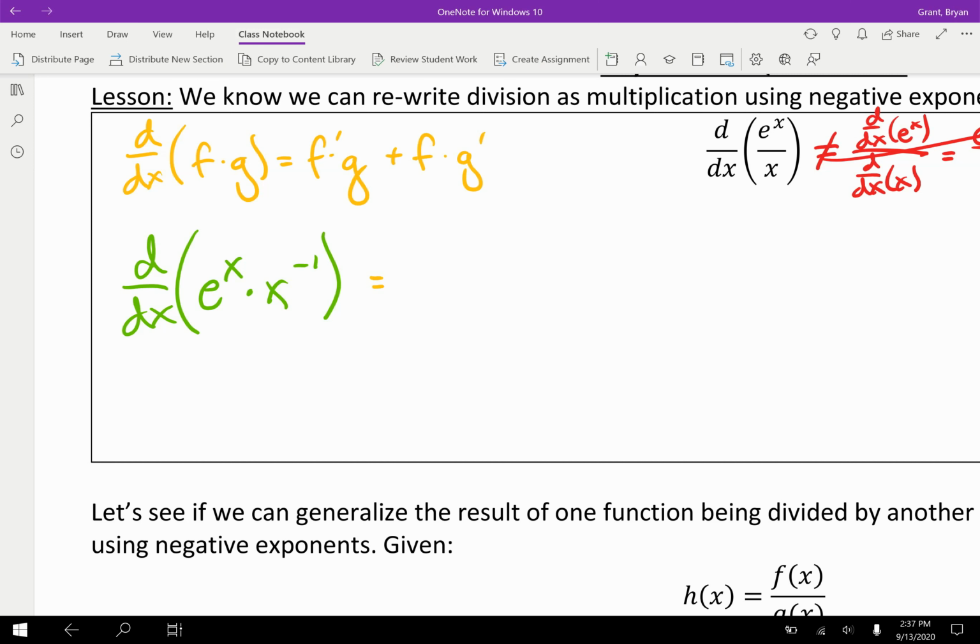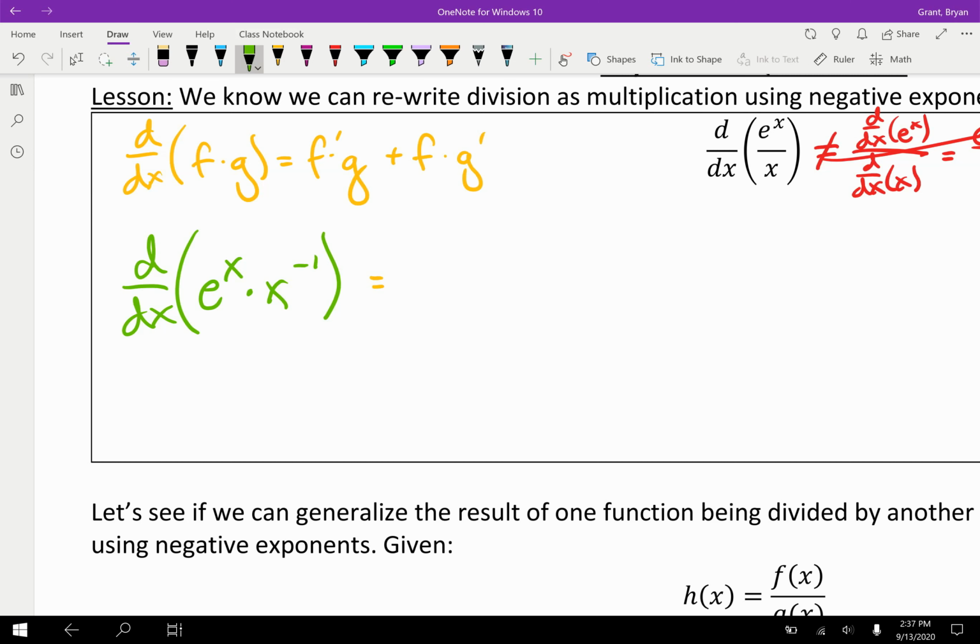Let's make sure we remember what that looks like down here. Derivative of e to the x is just itself. We keep the second one the same. And then we add on the original first function, which is e to the x, and multiply by the derivative of the second, negative 1x to the negative second. And there we have it.